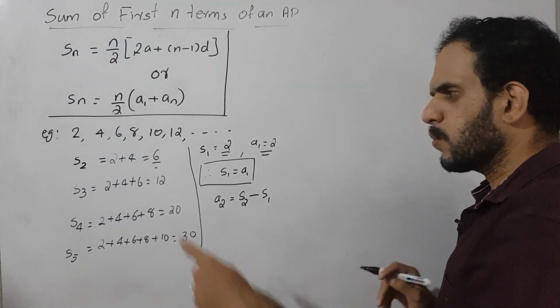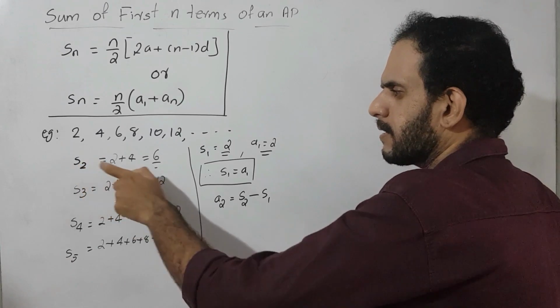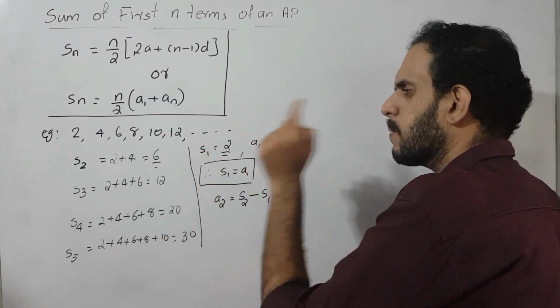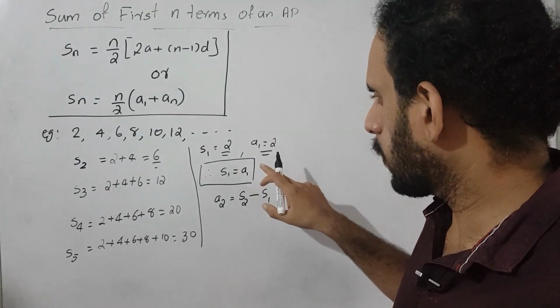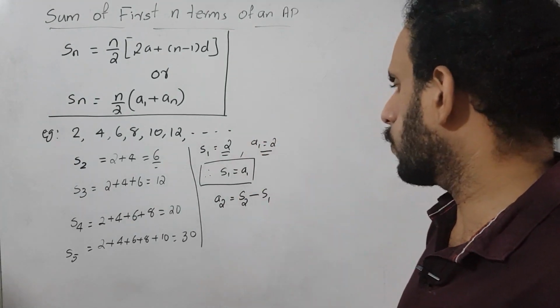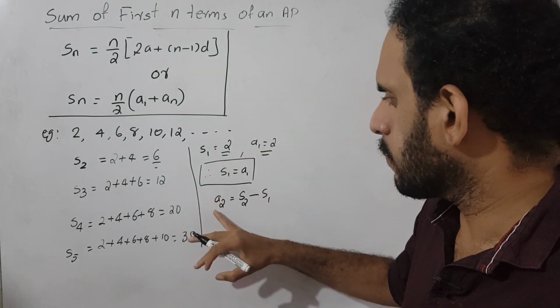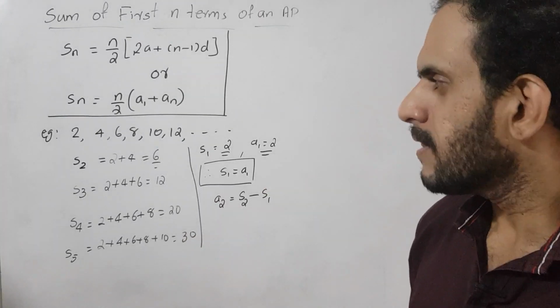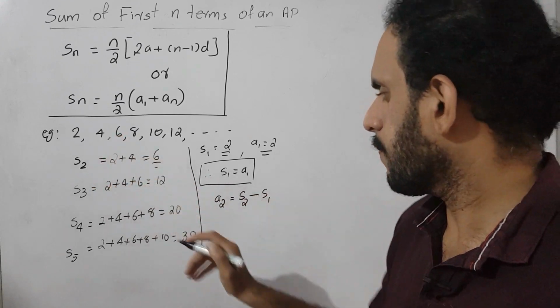അല്ലേ? S2വിൽ നിന്ന്, സം ഓഫ് ആദ്യത്തെ രണ്ട് ടേമിൻ്റെ സമ്മിൽ നിന്ന് ആദ്യത്തെ ടേമിൻ്റെ സമ്മ് മൈനസ് ചെയ്ത്, ടേം എന്ന് പറഞ്ഞാലും ആദ്യത്തെ ടേമിൻ്റെ സം എന്ന് പറഞ്ഞാലും സെയിം ആയതുകൊണ്ട് നമുക്ക് ഇങ്ങനെ പറയാം, ദ സെക്കൻഡ് ടേം A2 ഈസ് ഈക്വൽ ടു S2 മൈനസ് S1. Then how do we get A3?